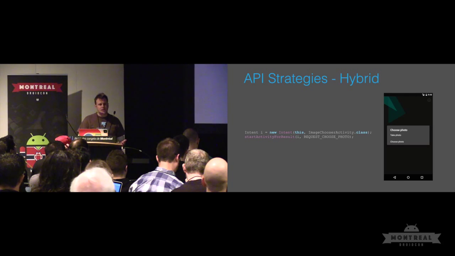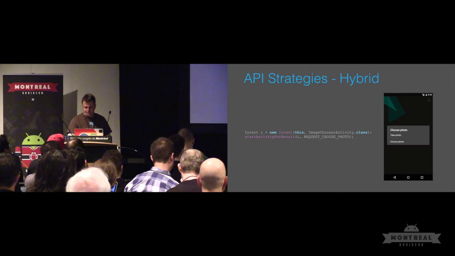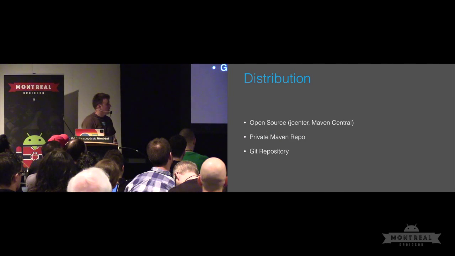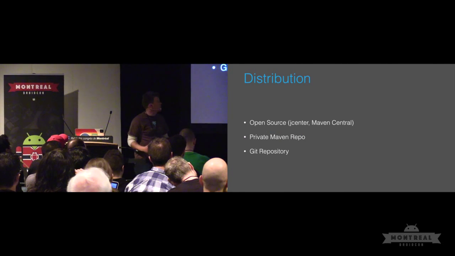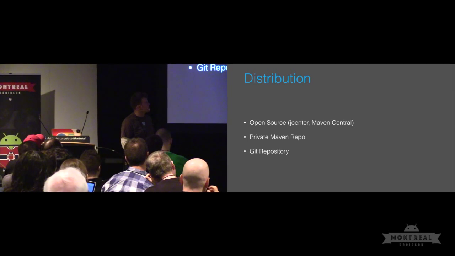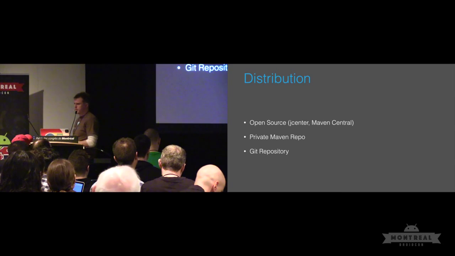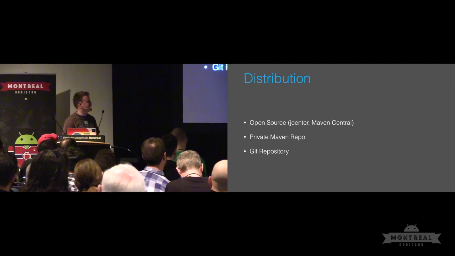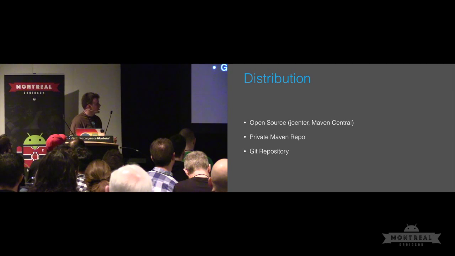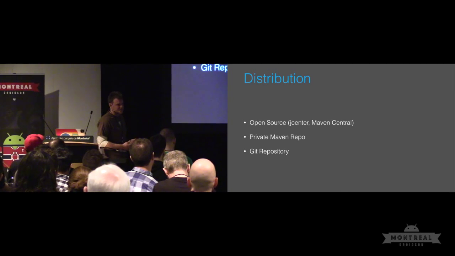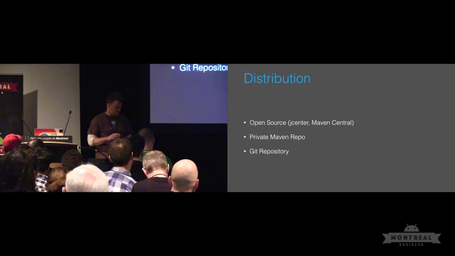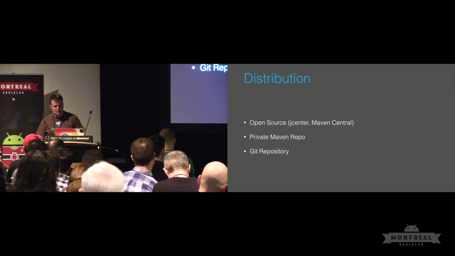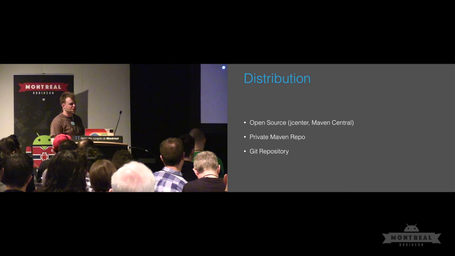So moving on from the strategies, another thing that I mentioned before was distribution. This depends on what you're doing. If your app is open source, Maven Central or JCenter are really easy, good ways to distribute your libraries. Private Maven repos aren't all that difficult to set up. There are a lot of Sonatype Nexus or Artifactory repositories that you can get from JFrog. Those are pretty simple for private internal stuff.